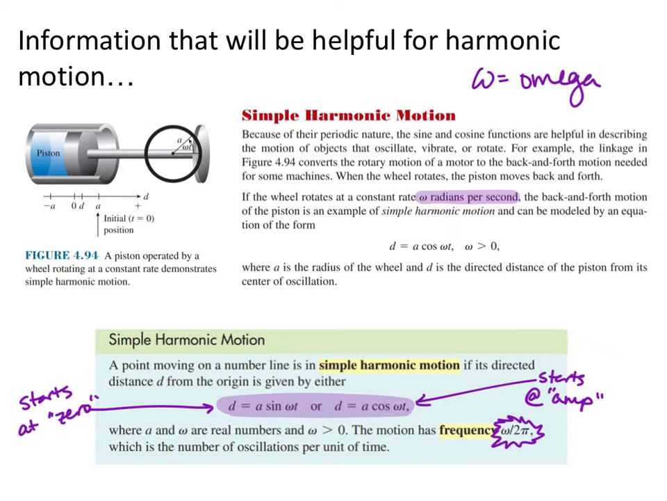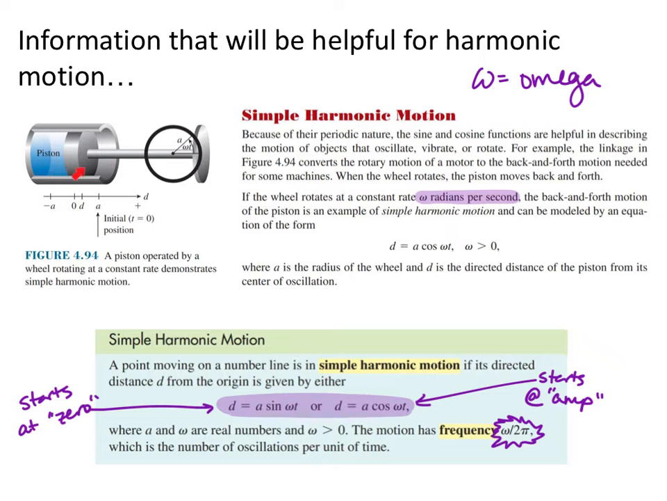Now, these next couple examples are pretty cool. It's going to feel very physicsy because it really does come from physics, but we're talking about simple harmonic motion. Because of their periodic nature, sine and cosine functions are helpful in describing the motion of objects that oscillate, vibrate, or rotate. For example, the linkage here converts the rotary motion of a motor to the back and forth motion needed for some machines. When the wheel rotates, the piston moves back and forth.